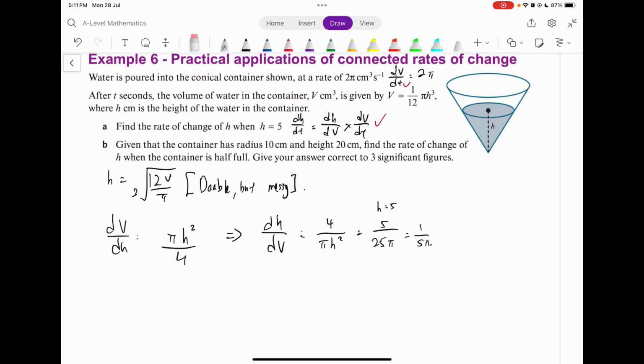Nope, what am I doing? It should be 4 up there. Why am I writing 5? This should be 4 over 25 pi. So for our final, dh over dt equals dh over dV, which is 4 over 25 pi, times 2 pi. And our final answer is just 8 over 25 cm per second. Done.